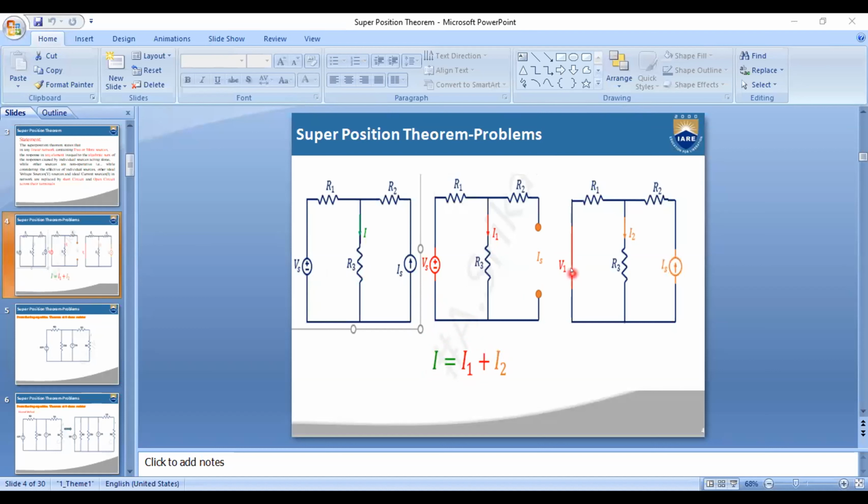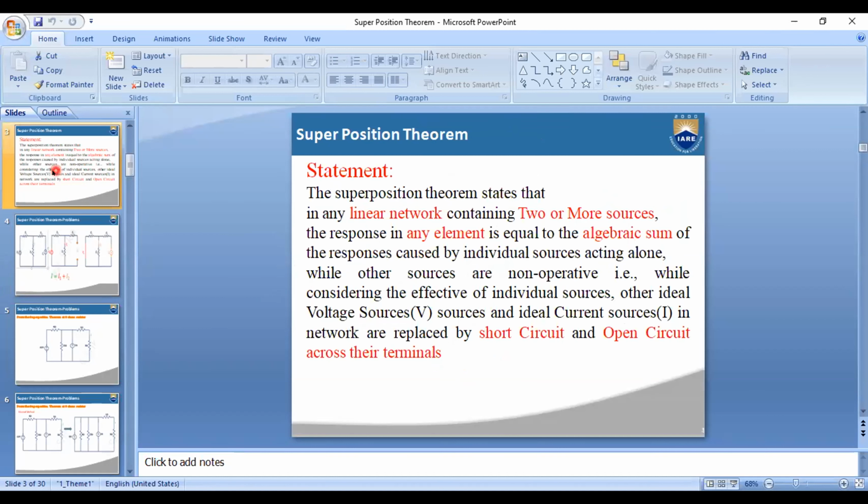In this example, if Vs is acting, Is is deactivated; it is a current source, so it is open circuited. Find out the I1 value in this case. Next case, Is is acting and Vs is deactivated, so make it a short circuit. In that case the current will be I2. Find out the I2 value. The sum of I1 and I2 will be equal to the I value. All of you understand? Yes, sir. This is your theorem statement. Remember, a voltage source is short circuited and a current source is open circuited.